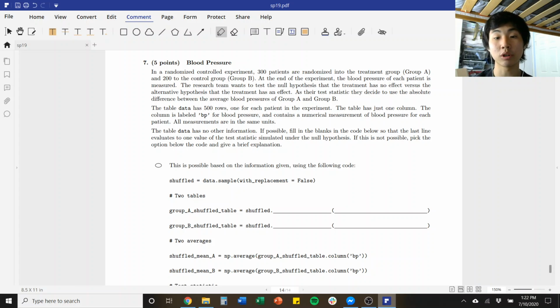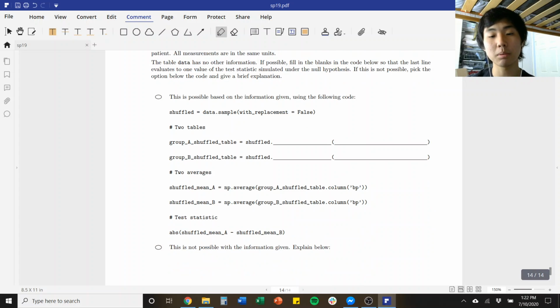So we have this table called data, and all it has is each of the 500 people's blood pressure. It doesn't say which group they're in. It just has their blood pressure at the end of the study. So the question is asking, is it possible for us to find one value of the test statistic under the null hypothesis with just this information, or is it not possible? So our answers are it is possible, and it'll ask us to fill in some code, and the other option is that it is not possible.